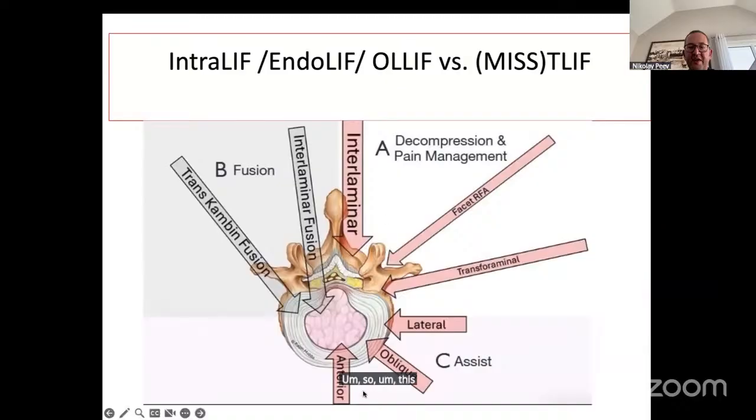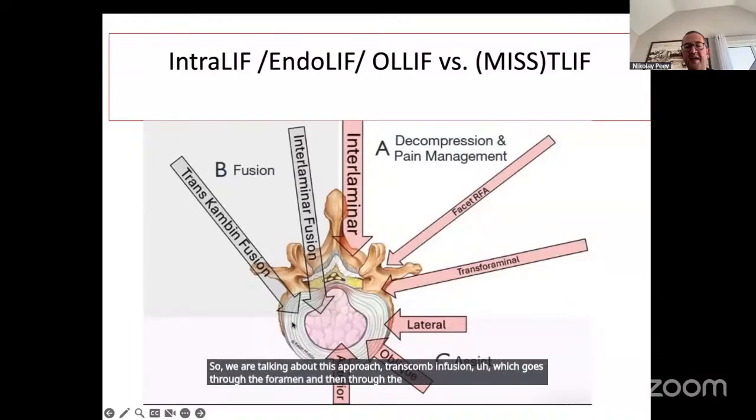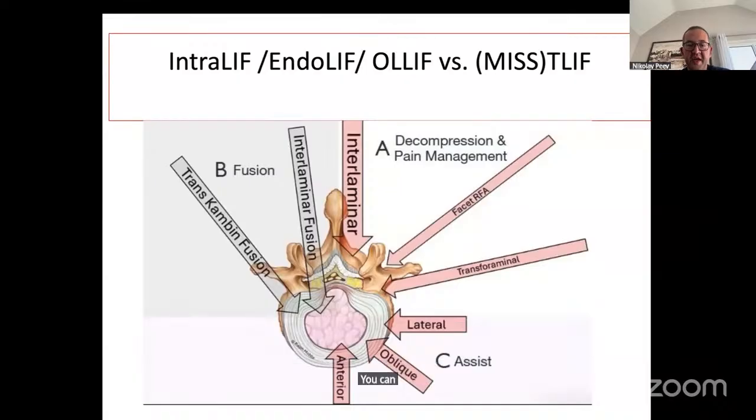This is the trajectory that we are talking about. As you can see, there are different approaches to the disc. So we are talking about this approach, Trans-Kambin fusion, which goes through the foramen and then through the Kambin's triangle, and then goes in the disc. So you can do different things with that disc. You can do discectomies, you can do fusions, you can do different procedures.